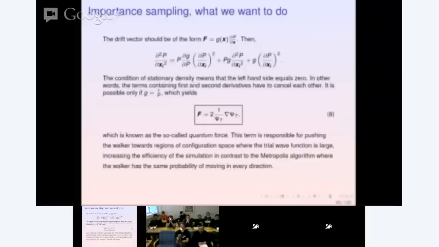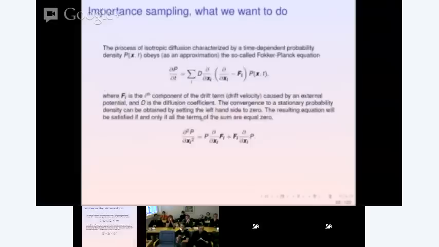So this is a way to implement a jumping in space which is conditioned by the force itself, or in our case the probability distribution. Now, if I plug this drift force back into this equation, and some of you may have seen the solution of the diffusion equation without a drift force.